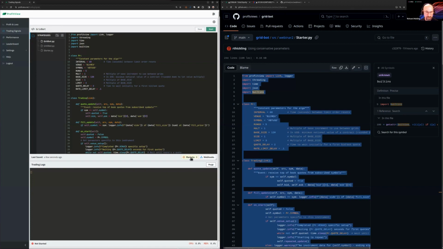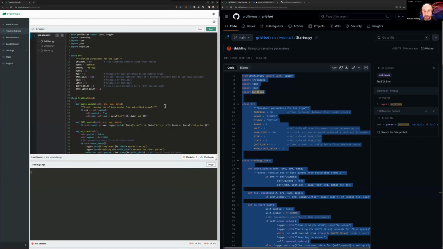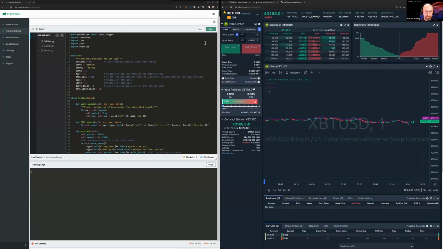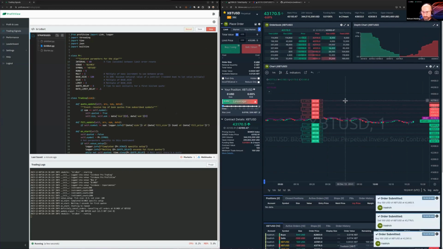To do that, you click Markets here, go to BitMEX, XBT, USD, choose it. There it is, it's in. So we go back and you'll see Markets 1. Now, let's go back to BitMEX and we'll run this bot. So I start that and it's going to wait a couple of seconds, and then there you see it. The grid bot is running.